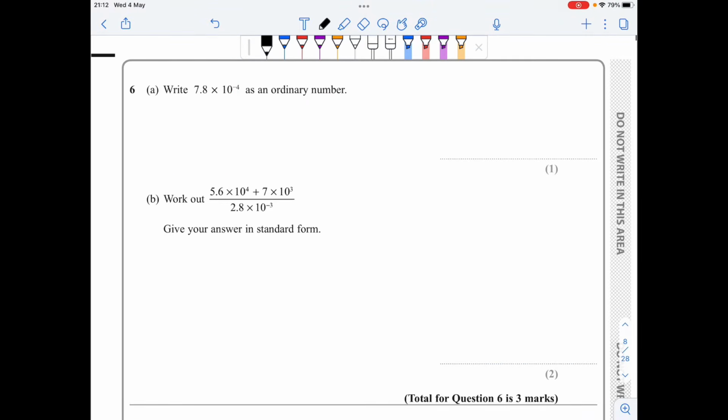For part A, the answer is 0.00078. Now for part B, although you can put this on the calculator and get the answer, I'll try and do some manual work.